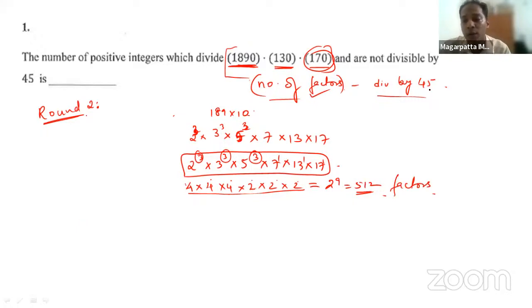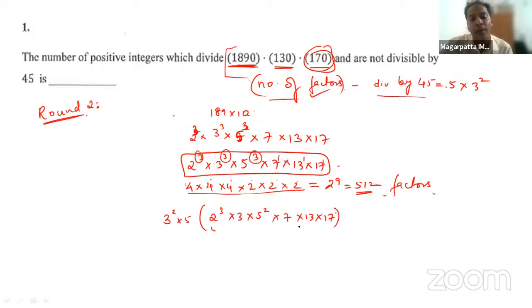If the number has to be divisible by 45, it should be divisible by 5 into 3 square. So I'll have to reduce powers of 3 by 2 because I want the number to be divisible by 3 square. I'll take out a 3 square and I'll take out a 5. I'll keep it outside because I want the factors to be divisible by it. So basically 2 cube into 3 into 5 square into 7 into 13 into 17. If I calculate the number of factors of this part, that will give me the number of factors which are divisible by 45, because each of them will get multiplied by 45 and become divisible by 45. So number of factors here would be 4 into 2 into 3 into 2 into 2 into 2.